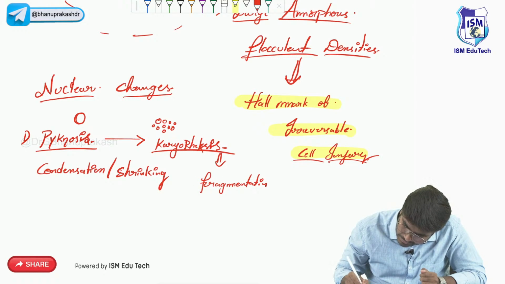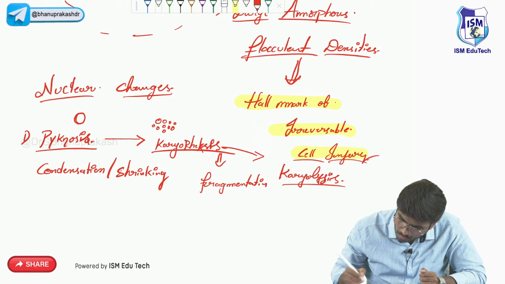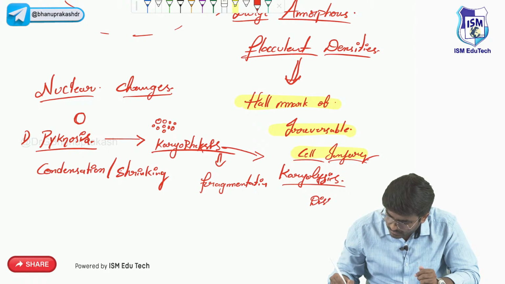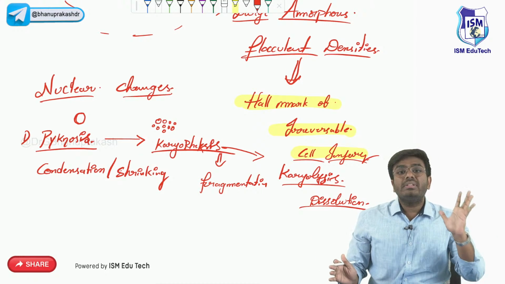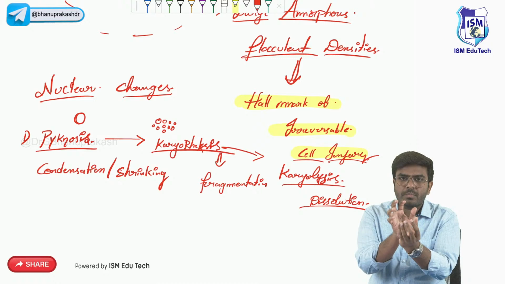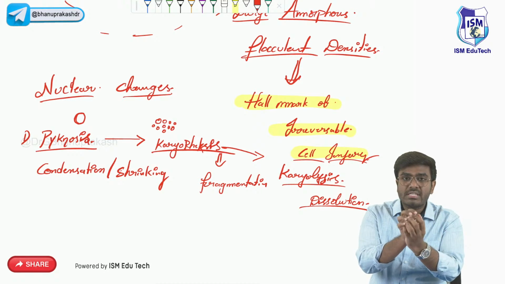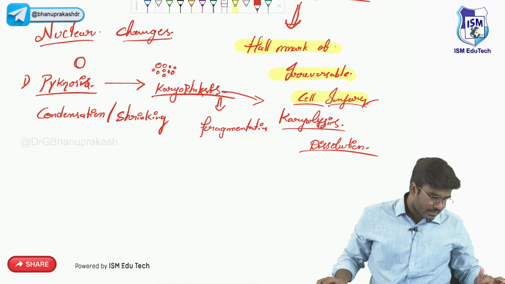Later on, what will happen? Karyorrhexis is followed by karyolysis. What exactly is karyolysis? Lysis means dissolution. Karyolysis means the entire nuclear material is dissolved. So these are the nuclear changes. Initially the nucleus will become smaller, then karyorrhexis, followed by karyolysis. First is pycnosis, karyorrhexis, and karyolysis. These are the nuclear events which will happen, guys.